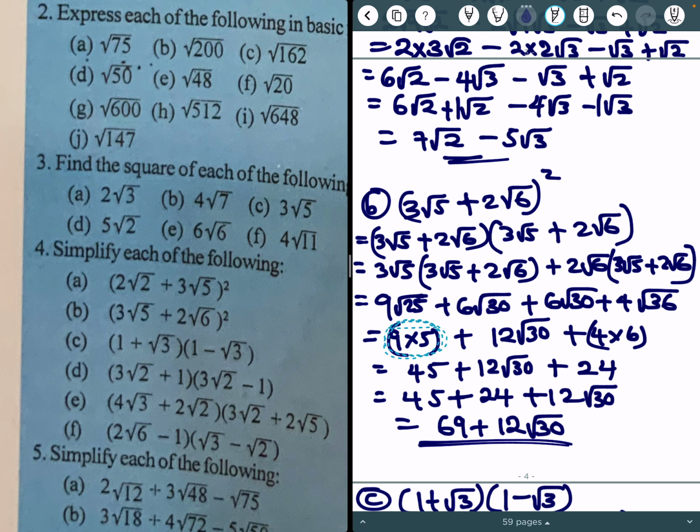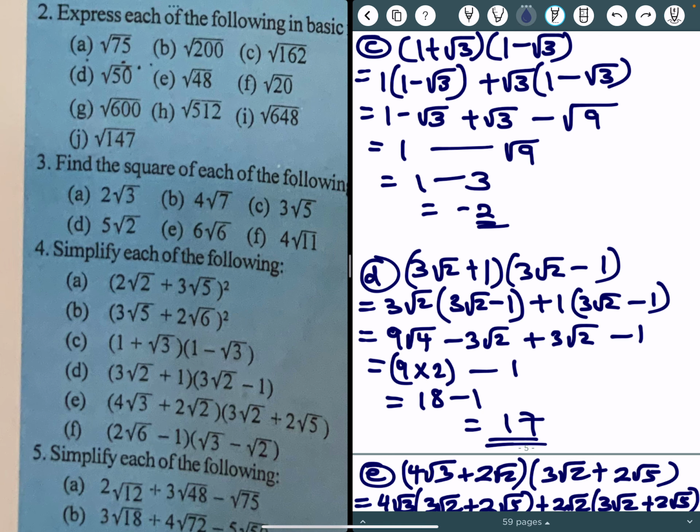Plus, these are similar surds. 6 root 30 plus 6 root 30 is just like 6x plus 6x. That gives 12 root 30. So this one will be 4 times 6. 4 times root 36 is the same thing as 4 times 6, which gives you 24. 9 times 5 is 45. You have 45 plus 24 plus 12 root 30. That's how we got 69 plus 12 root 30.